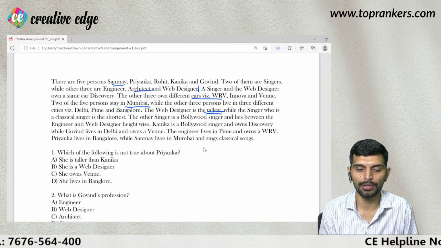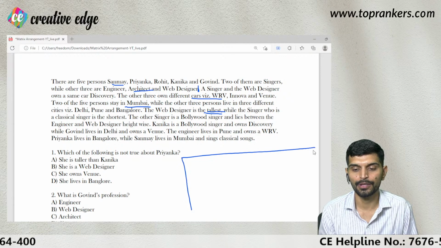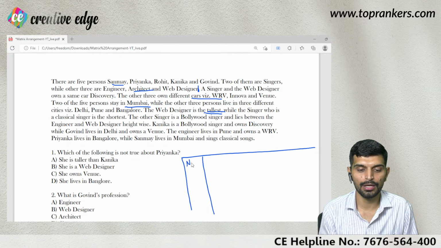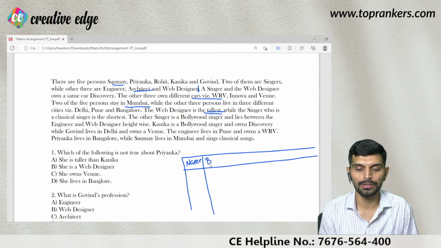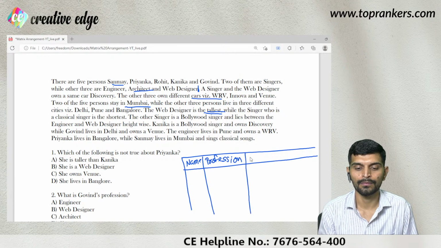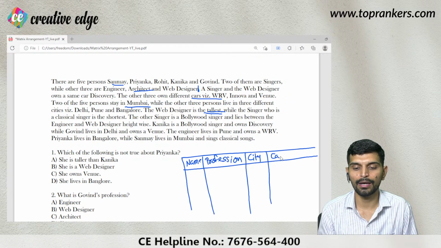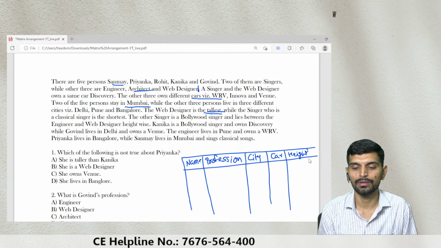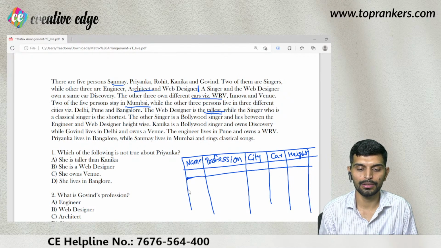So the very first point, number of parameters, we have 5. So let's try to develop a structure where we have 5 parameters. These parameters are name, profession, then city, then car, and then height. So these are the parameters, right?